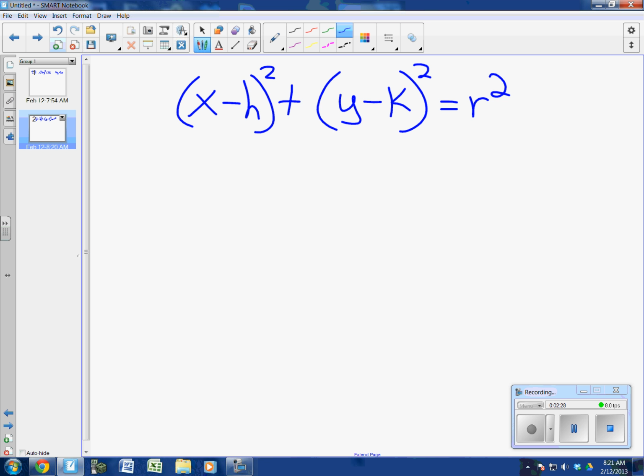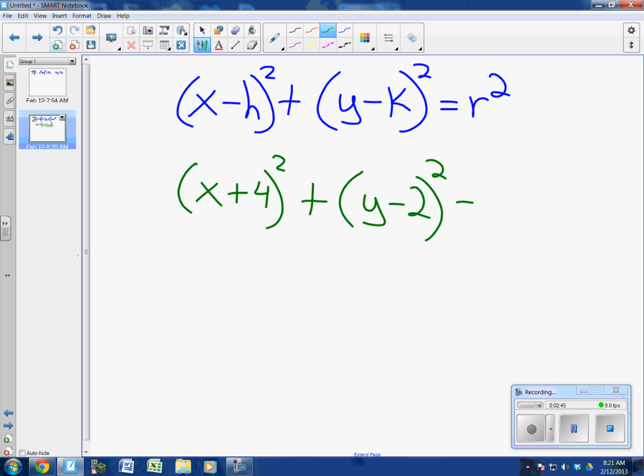So, well, let me give you another example. Let's say I was given this equation right here. X plus 4 squared plus y minus 2 squared equals, let's go 49. Okay? And so I want to know, where's the center of this circle? Well, yeah, I forgot up here, you guys. H comma k is the center. Did you remember that from last time? And r equals the radius.